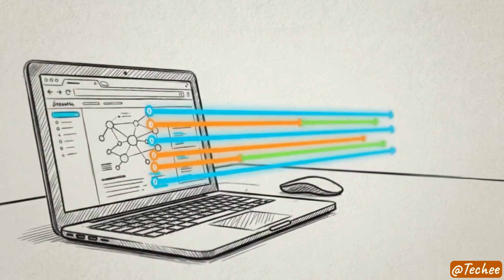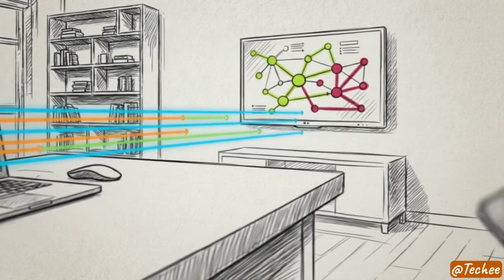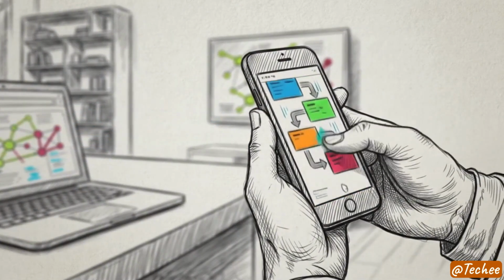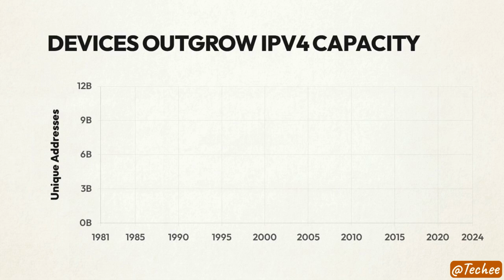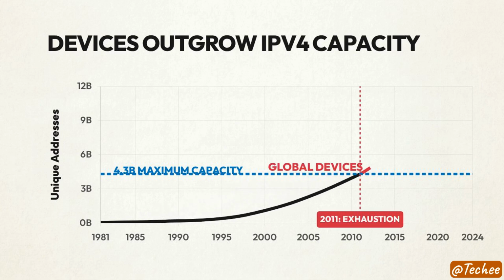In 2011, the Internet officially ran out of standard addresses. Yet billions of new phones, smart TVs, and laptops have connected online without a hitch. This chart shows standard IPv4 Internet addresses. The flat line represents the maximum capacity, 4.3 billion addresses. The rising line of global devices completely overtook that limit years ago.